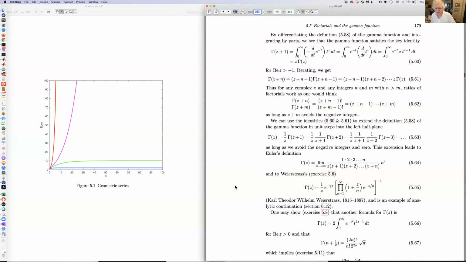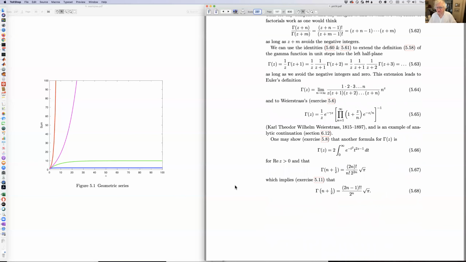Now, one of the leading mathematicians of the 19th century, Weierstrass, invented an infinite product formula. Well, actually, first Euler, another one of the great mathematicians. I don't know if he was 19th or 18th century. Anyway, he derived the expression that gamma of z is essentially n factorial divided by a bunch of factors and then n to the z, and that's a limit of that as n goes to infinity.